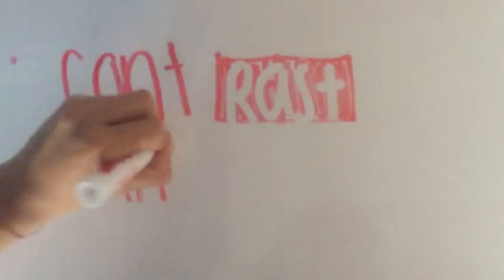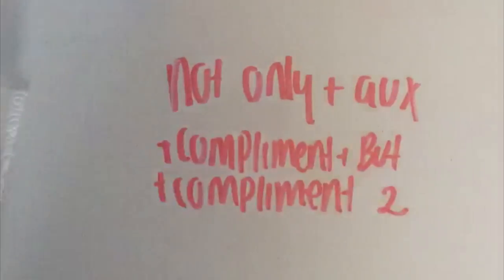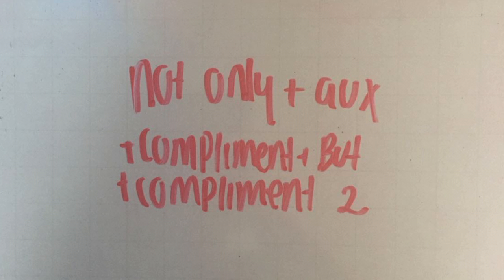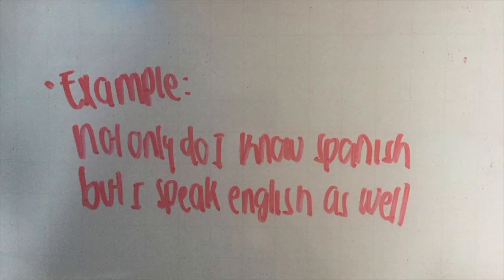Lastly, there is the case in which there is a contrast or addition of information, which is the use of "not only... but". Its structure is not only plus auxiliary plus complement plus "but" plus complement. An example for this can be: not only do I know Spanish, but I speak English as well.